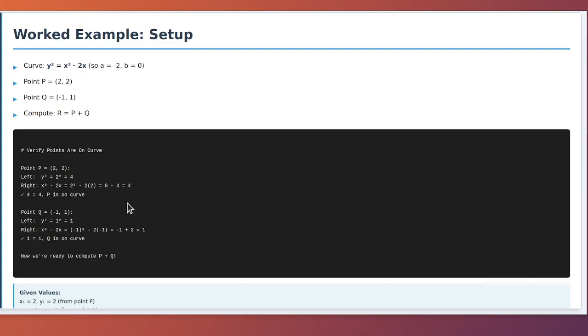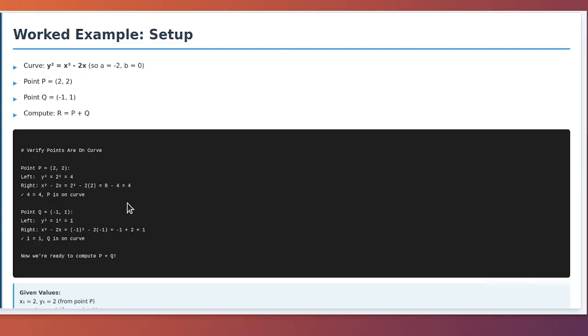Now, take Q equals (-1, 1). Is this on the curve? For the left side, 1 squared equals 1. For the right side, (-1) cubed minus 2 times (-1) equals -1 plus 2, which equals 1. Yes, Q is also on the curve.